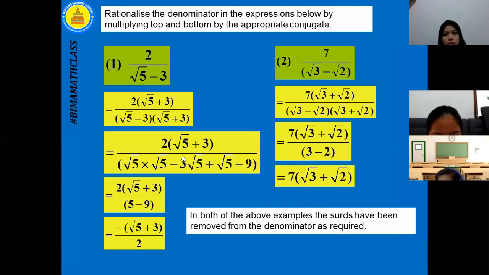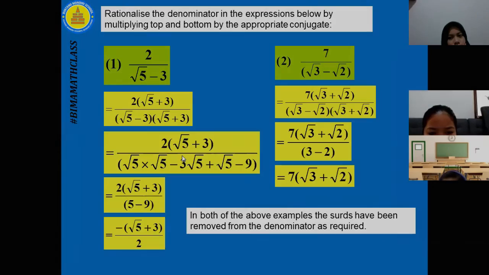Jadi kita punya 3 minus 2 and it is 1. Kalau per 1 itu kita nggak usah tulis ya dalam bentuk pecahan. So the answer is that. Okay, in both of the above examples, the surds have been removed. Ya, di kedua contoh di atas, surdsnya sudah di-remove ya, from the denominator as required. Dari denominator seperti yang kita ingin.